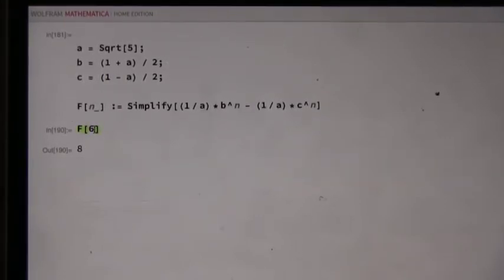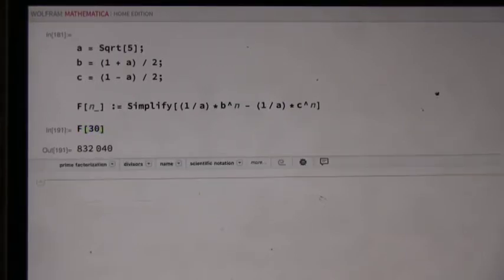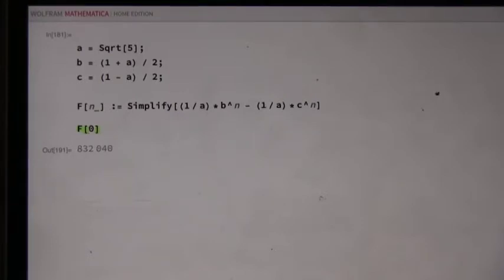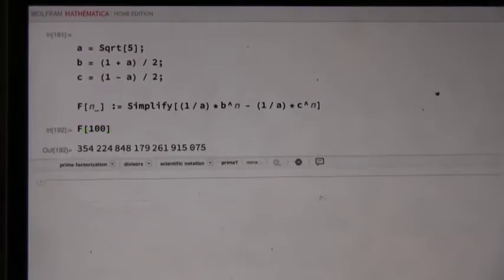But here's the amazing thing. We can now calculate the 30th Fibonacci number without calculating all the rest of the ones before it. Oh, that's cool. Yeah, so we have found an explicit formula for the Fibonacci numbers. Or I could calculate the 100th Fibonacci number, which would really take quite a long time doing the recursive way. And yet there it is. Cool.